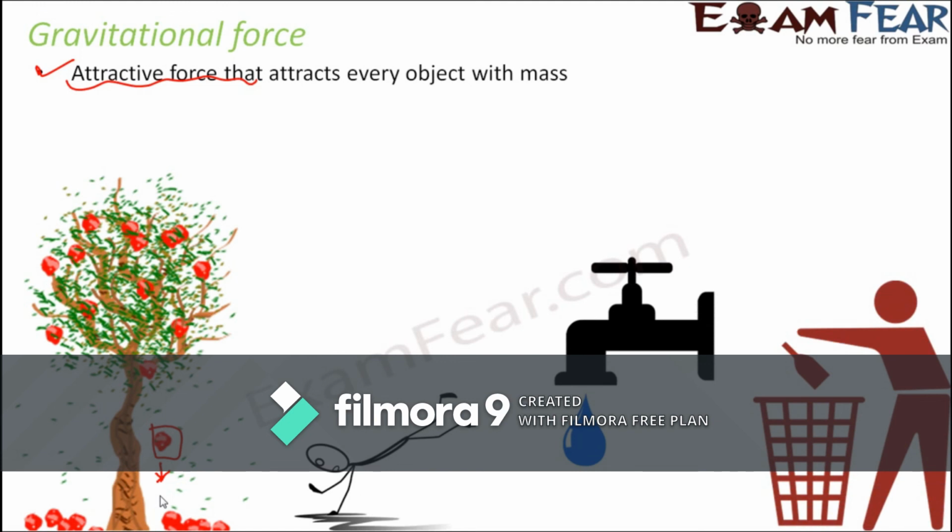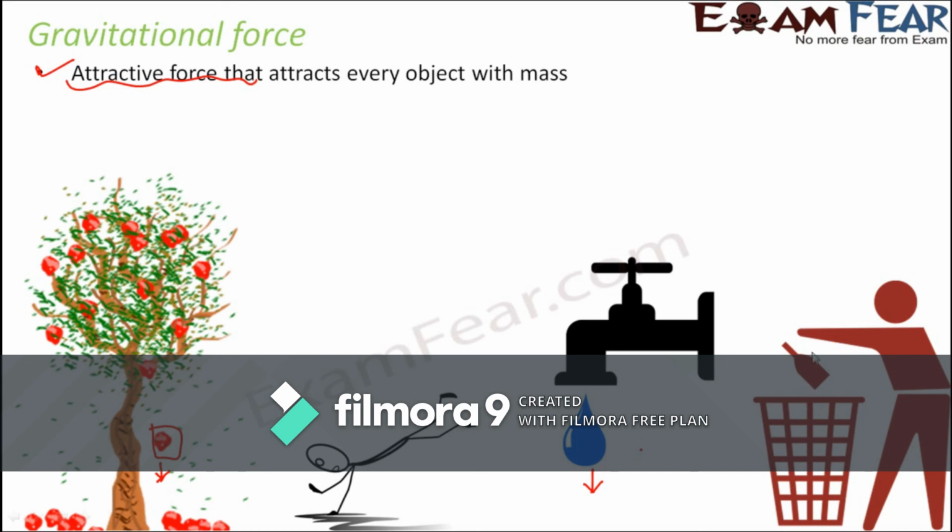Have you ever observed that when you open the tap, the water always falls towards the surface of the earth? Why does the water always fall in the downward direction? Why doesn't it fly up in the air? That's because there is an attractive force towards the earth, and that is why the water tends to fall in the downward direction.